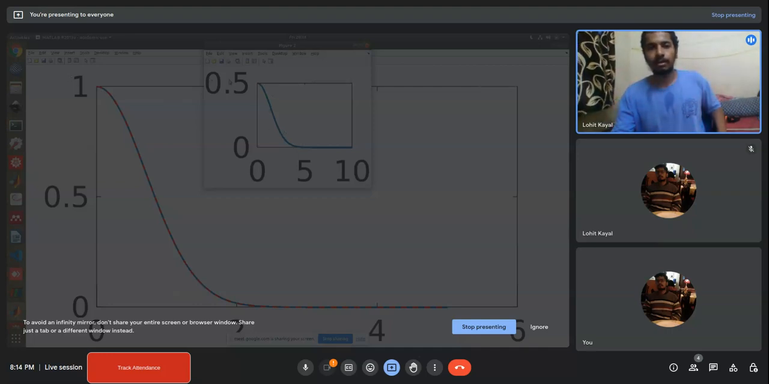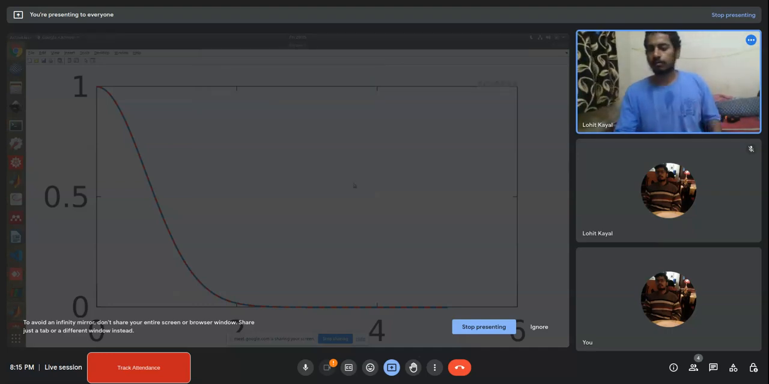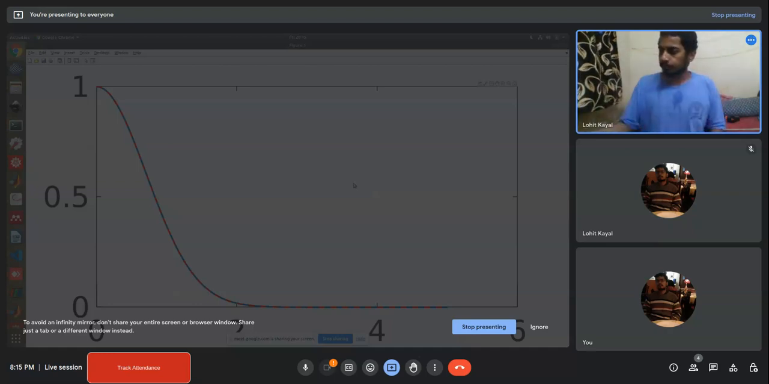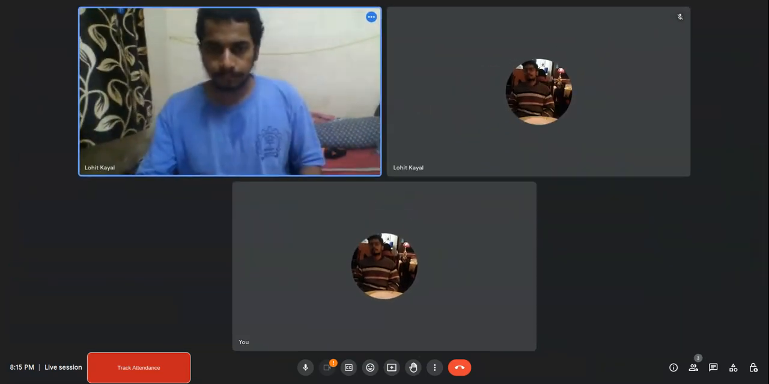But you can see that the ranges are not the same. Its maximum value is near 0.5, and the original maximum value is 1. So there is a little bit of difference, but essentially, qualitatively, this is a Gaussian function. So I will stop here. That's all for the coding part today. Now I will solve some theoretical problems regarding the differential equation. So I can stop sharing.